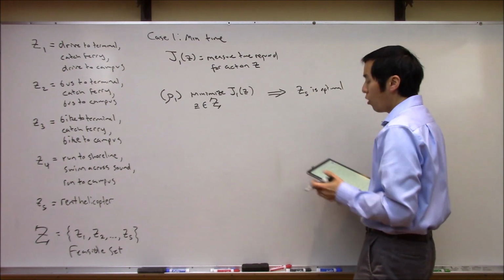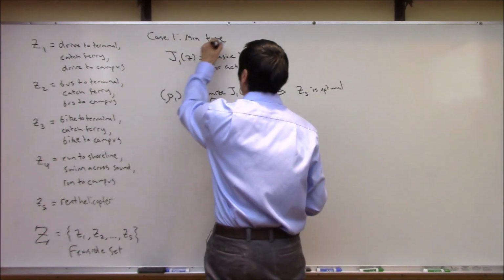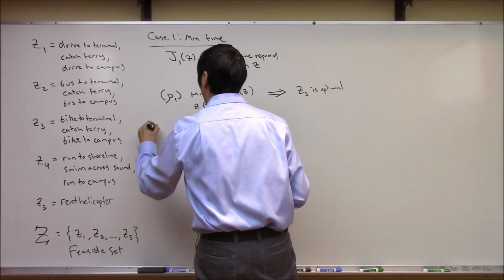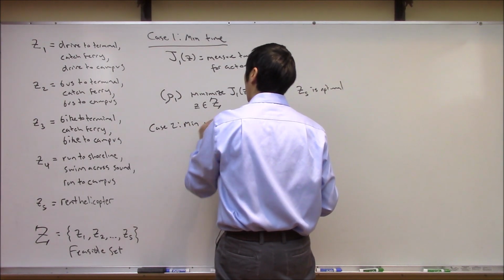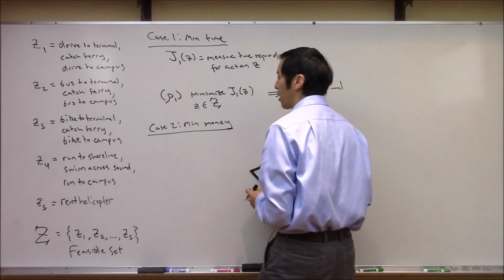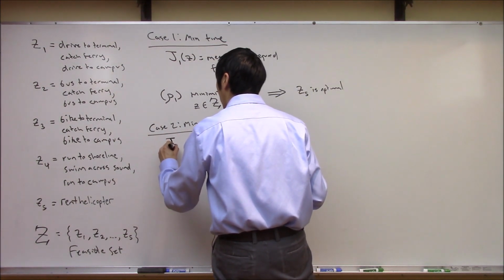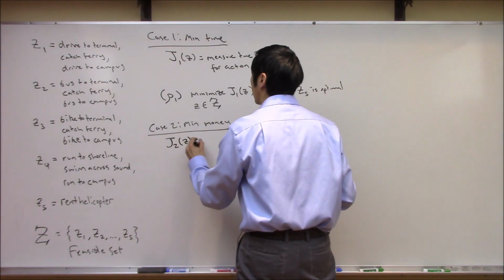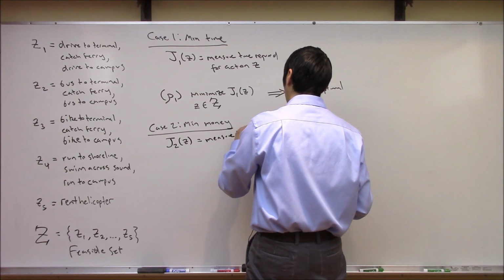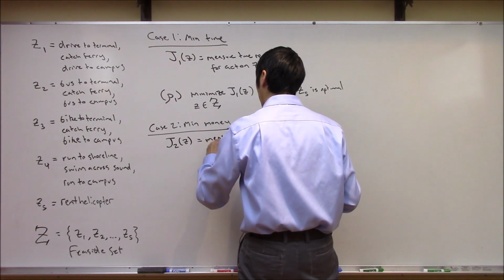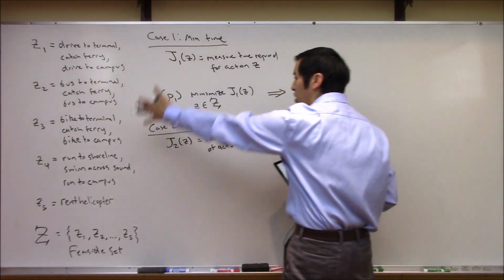Okay, well, let's consider another case. How about case 2? Maybe let's underline these so we can keep them apart. Case 2: let's minimize money. So instead of time being important, let's say I'm super cheap and frugal and I care about money. So I need to develop a second cost function, J2 of Z. This cost function's only job in life is to measure literally the cost of action Z. So how many dollars does each one of these things cost?